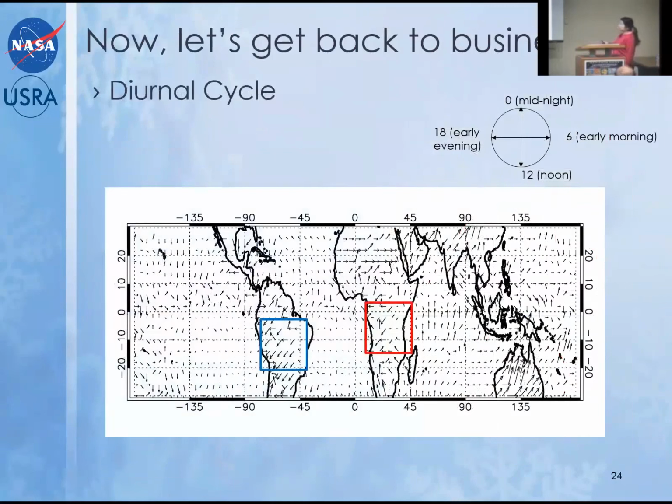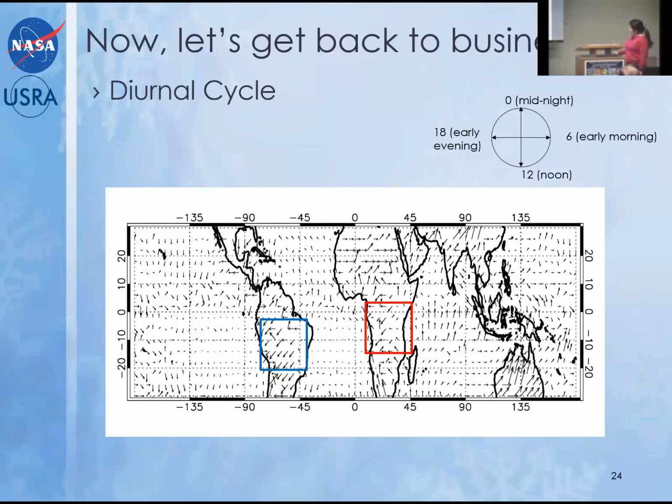This arrow pointing up is 0, which is midnight, and this is 6 o'clock in the early morning. This is noon if it's pointing down, and this is early evening, 18 local time, if it's pointing to the left. And the magnitude of the arrow shows the magnitude of the diurnal cycle at different places. So the first thing you can see is that the diurnal cycle is, of course, larger over tropical land than over tropical ocean. And over tropical ocean, you can see a larger diurnal cycle in the ITCZ region. So that's all pretty much agreeable with our intuitive understanding and other instrument reports.